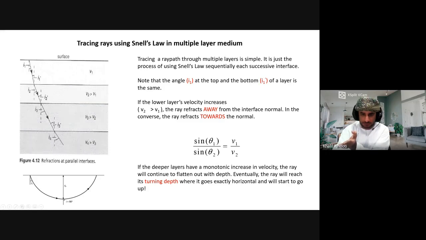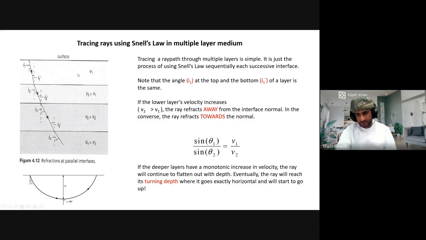These two are the same because of geometry. You see two parallel lines cut by a line, these two angles are supposed to be the same. This we know already from school, from a long time ago. These two are parallel, so these two are supposed to be the same. So that's how they trace the rays using Snell's law.